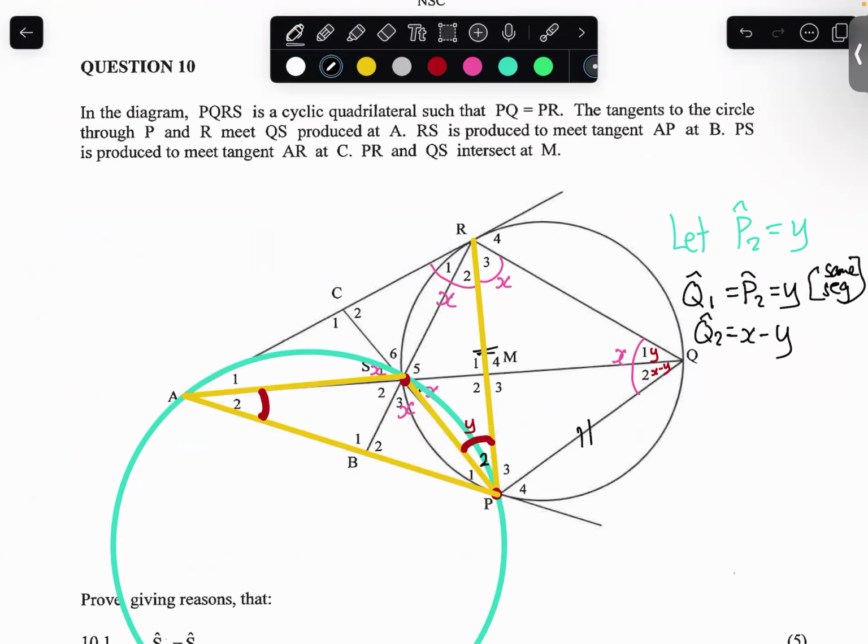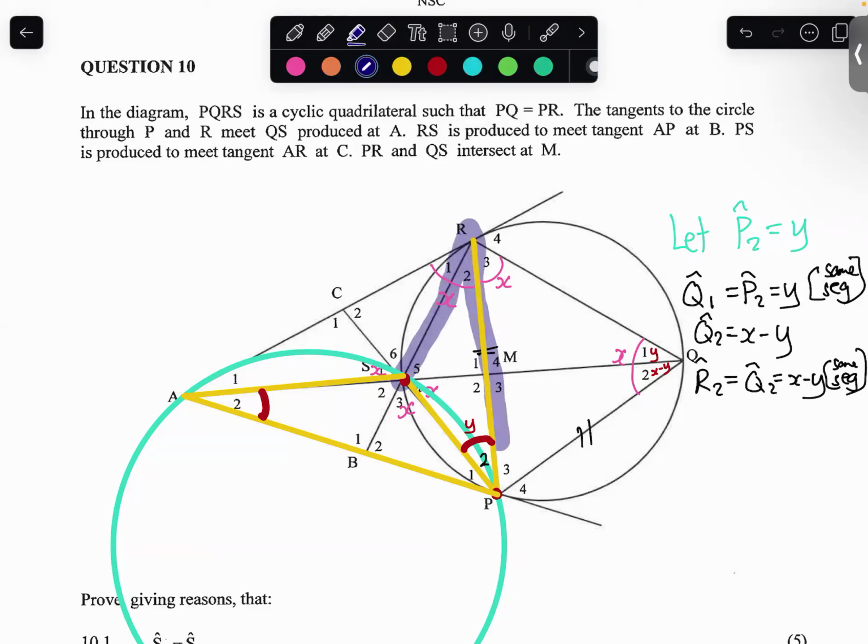That's Q2. Okay, I can extend that to R2 as well. But do I need it? Hold on. I do need it. Okay, so I'm going to extend that to R2. I'm going to say R2 is equal to Q2, same segment, which is equal to X minus Y. This reason is same segment. I'm going to show you the bow tie now. Same segment.